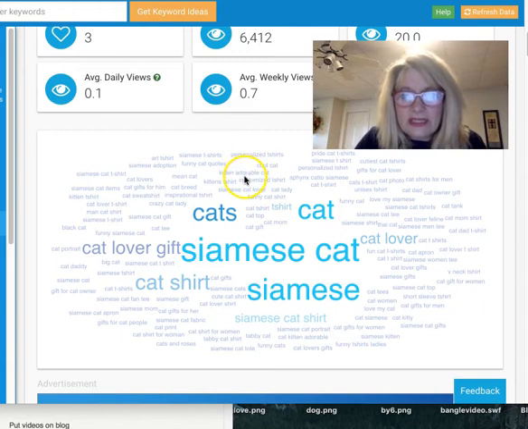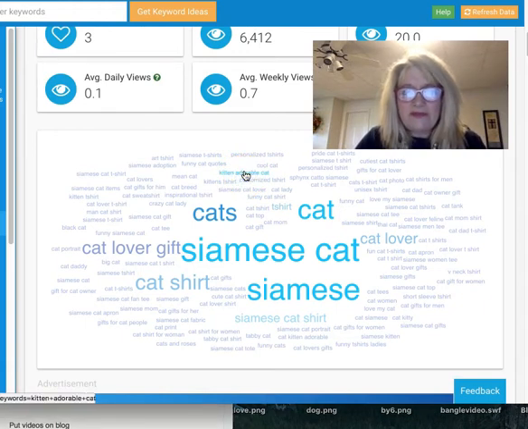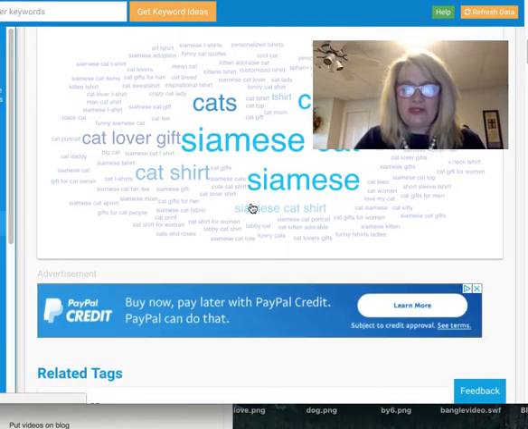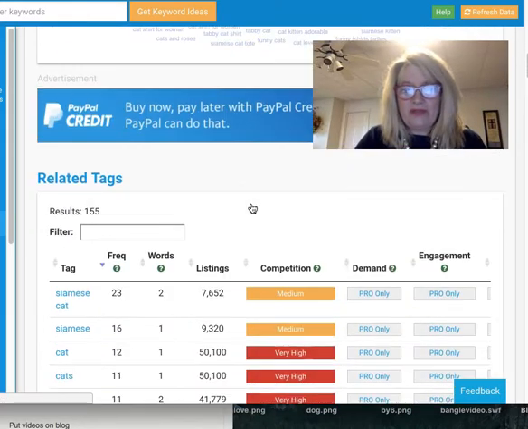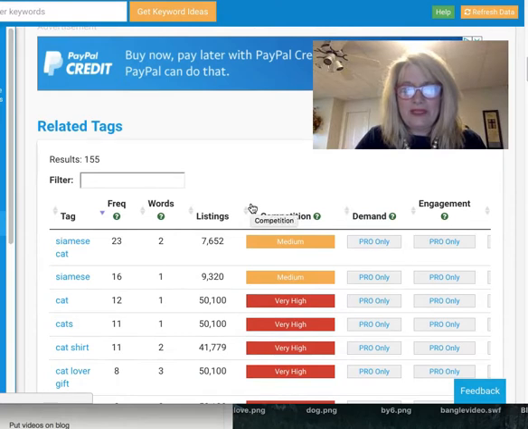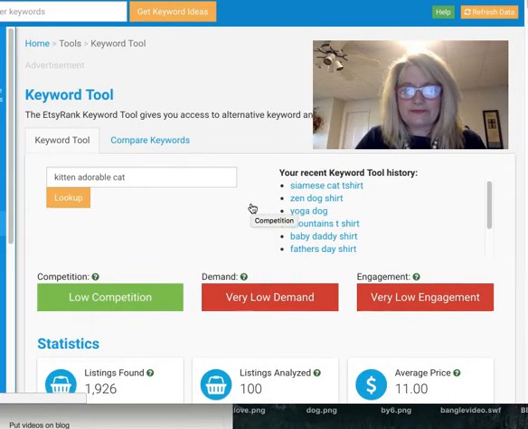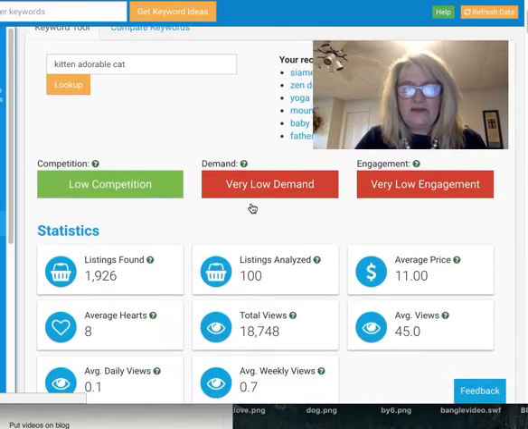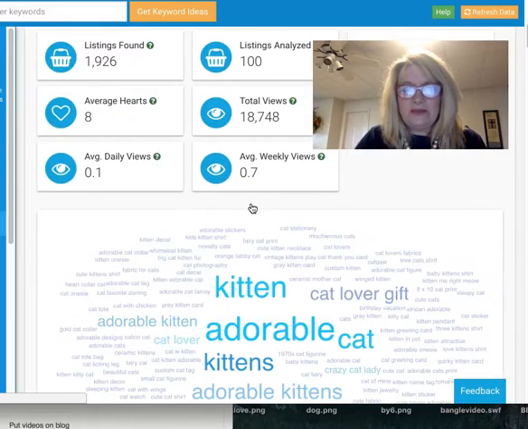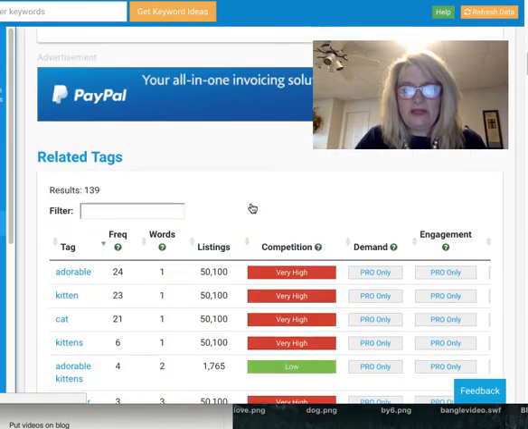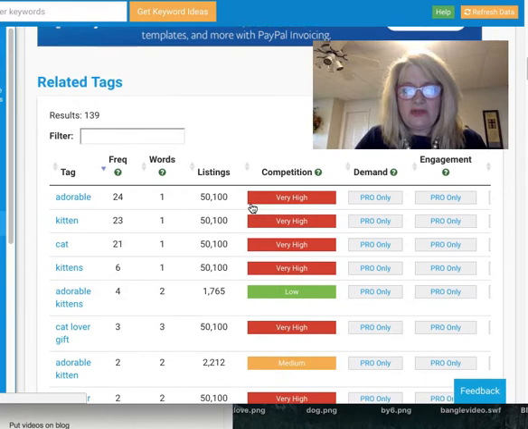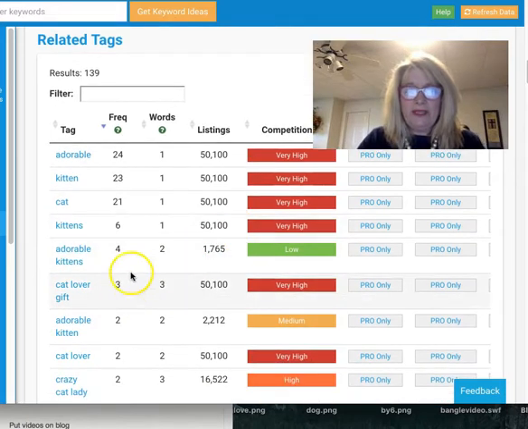You can actually click on each one of them, kitten, adorable cat, and it will show you how many people are looking for that inside of Etsy. Okay, and then we'll come back because it's loading. Okay, so very low demand, low competition.